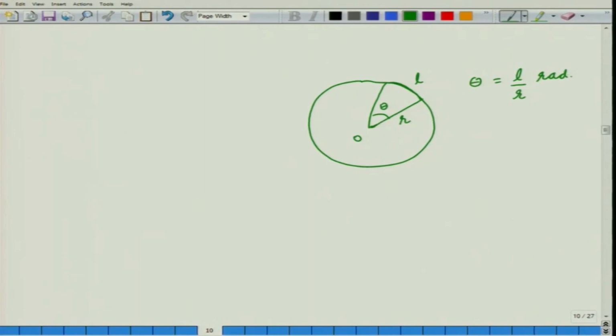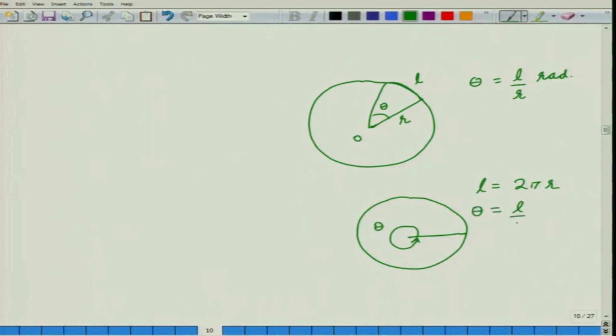When we consider one full rotation in a circle, the length of the arc would be equal to the perimeter of the circle, that is 2 pi r. So, the theta value will be equal to L by r, which is 2 pi radians. Now, this full rotation is equal to 360 degrees. So, 360 degrees equals 2 pi radians.